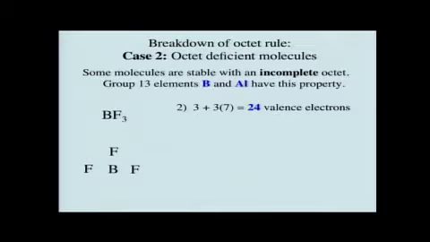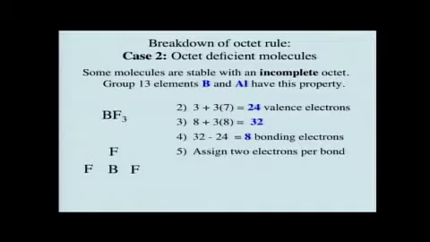And what we see for BF3 is the number of valence electrons that we have are 24, because the valence number of electrons for boron is 3, and then 3 times 7 for each fluorine. For total filled octets, we need 32. So that means we need 8 bonding electrons. So let's assign 2 to each bond here.